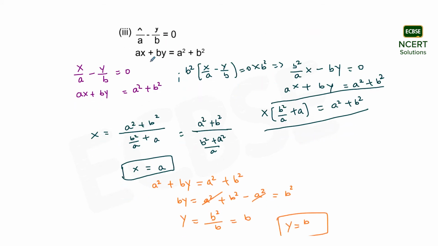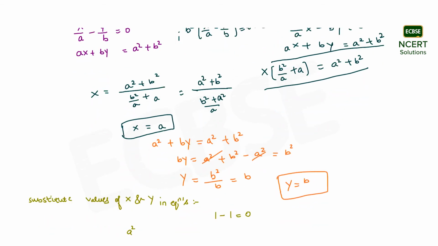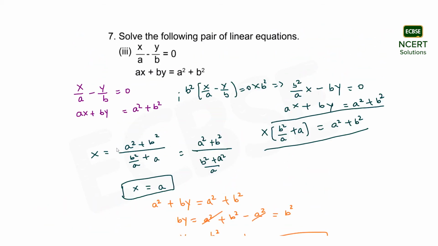And what if I substitute the value of the x and y in the second equation? So here it will be ax, that is a into a square, plus by, that is y into y, which comes out to be equal to a square plus b square, which is again equal to right hand side. So I have verified that the values being obtained for the variable x and y is true. So this is about the third part of the question 7. I hope this is clear to all of you.